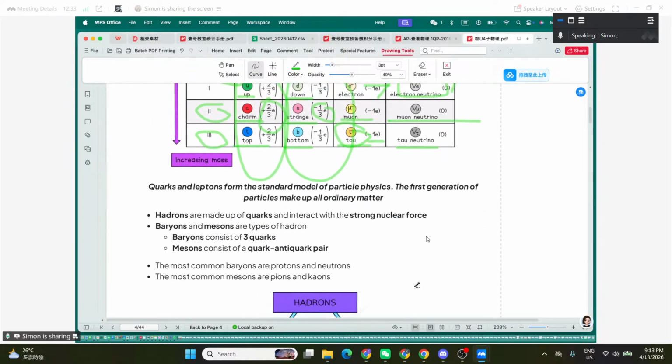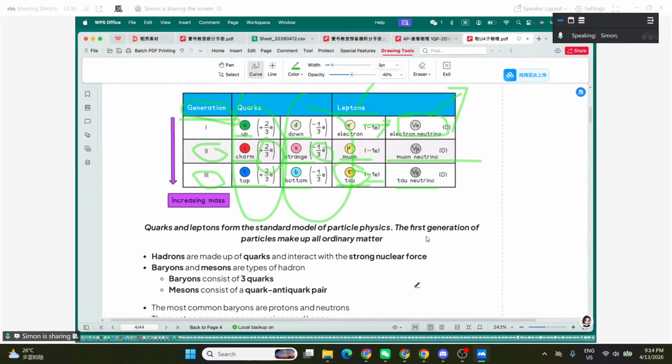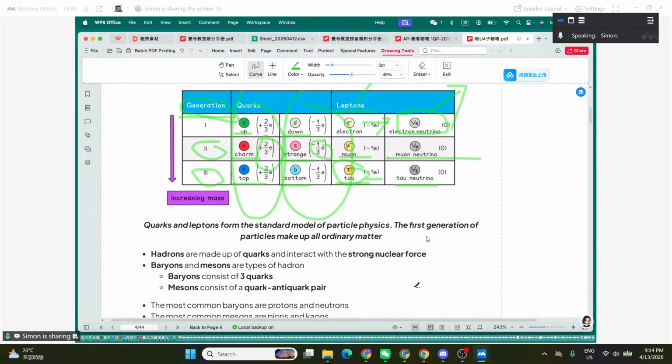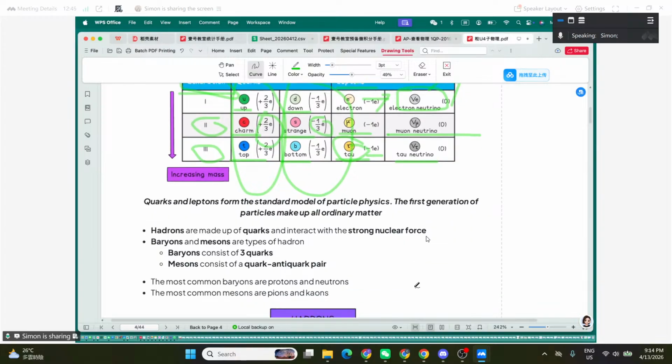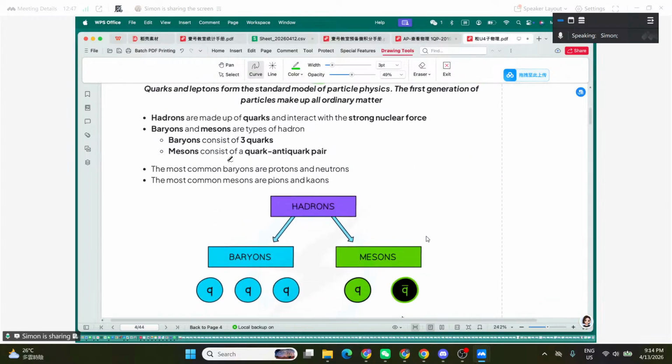After we have learned the quark charge quantities, and that different generations have different quarks and different leptons, we will look at the hadron. Hadrons are made up of quarks and interact with the strong nuclear force. The hadron can be divided into two parts. The first part is the baryon. The second part is the meson.